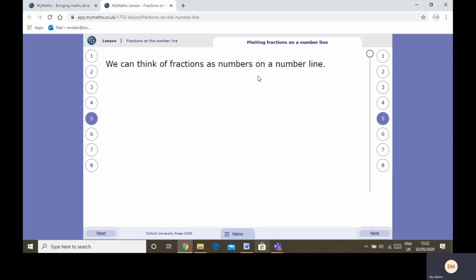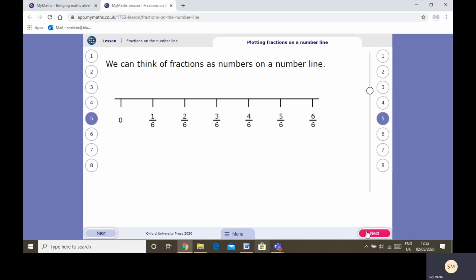So we can think of fractions as numbers on a number line. We all know what number lines are. We use them a lot in school. So here we have a number line from 0 to 1. Now remember, if the denominator and numerator are the same, it is 1. Therefore, we have a number line from 0 to 1 split up into sixths.